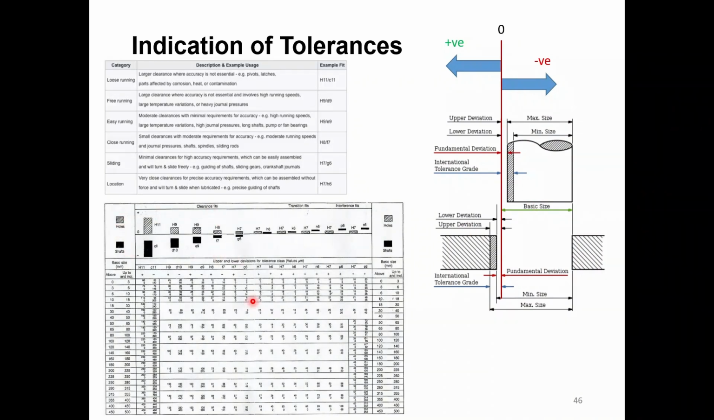So here, this table is divided into three different parts. We have what's called clearance fits, we have transition fits, and then we have interference fits, okay? On the left-hand side here, you have the hole, which is shown by this hatching, and then you have the shaft, which is shown by this solid black rectangle.